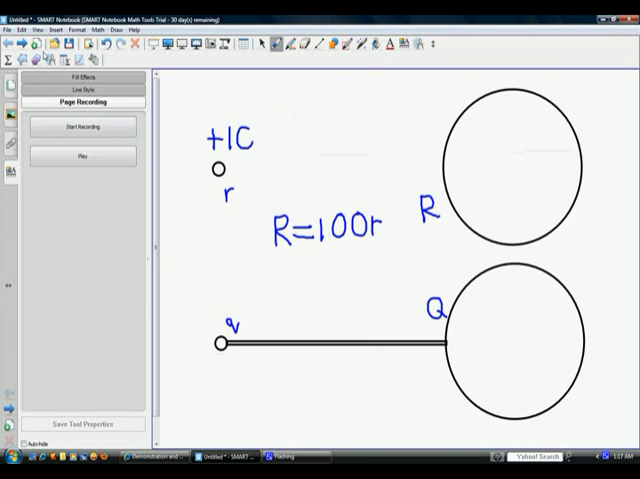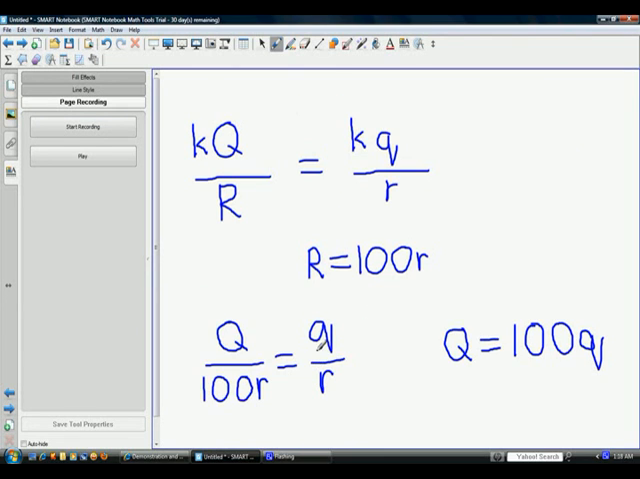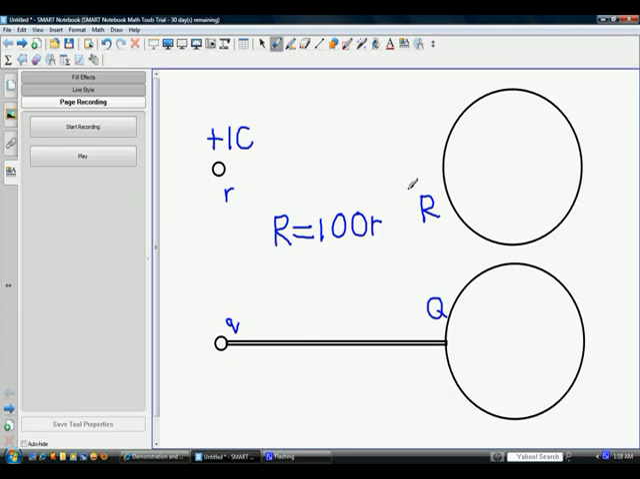Now remember, big R is equal to 100 times small r, so let's substitute that in our equation. Now we have capital Q over 100 times small r is equal to small q over small r. We can cancel r from both sides, which gives us big Q is equal to 100 times small q. In other words, the charge on the larger sphere is 100 times the charge on the smaller sphere. So the charge on this sphere is 100 times the charge on this sphere.